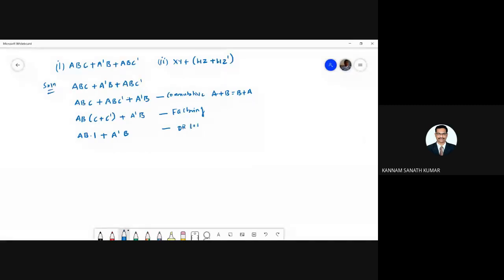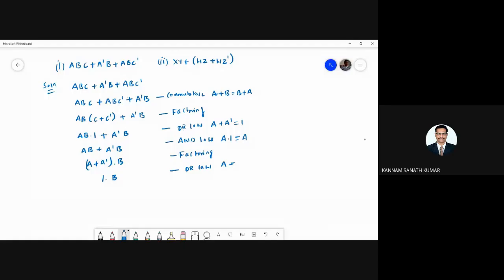So what is the OR law? A plus A dash equals 1. And next, A B plus A dash B. So this is the AND law. AND law, that means A B into 1 equals A B. So the AND law is A into 1 equals the input itself, A.